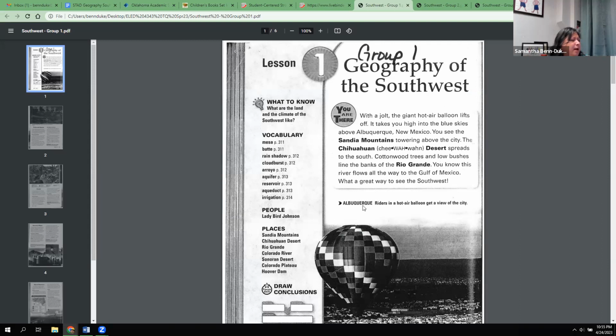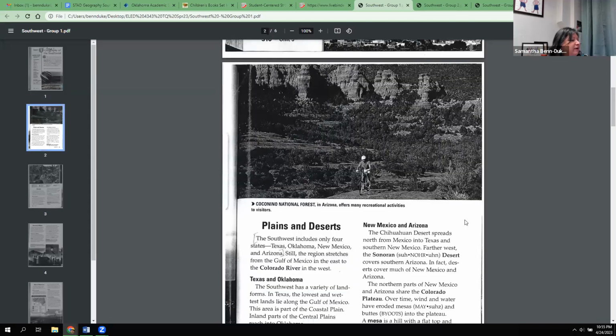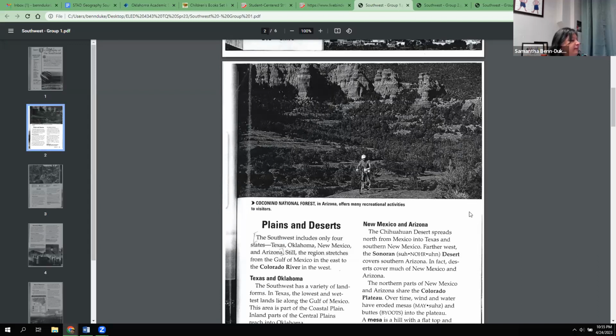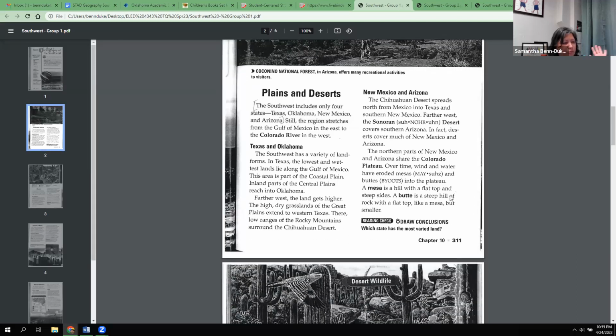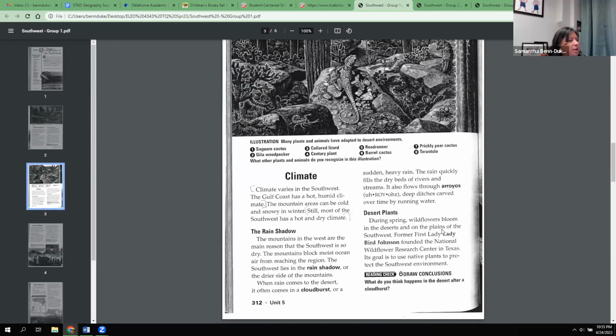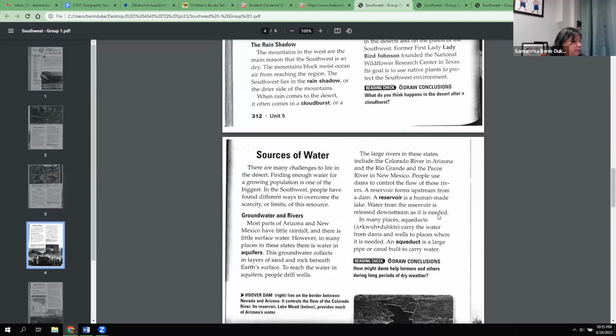Most of these have one person in particular that they highlight who's from the area, and then places. And this could also kind of go along with some of the vocabulary because some of these are difficult to pronounce. The lessons aren't very long. They've got nice pictures in them and lots of good bolded words, just kind of your typical textbook.